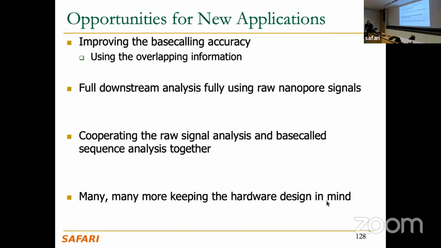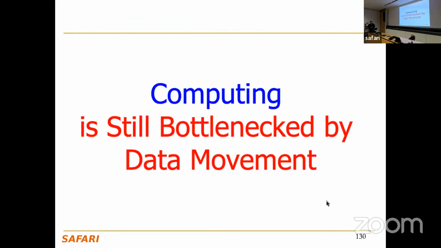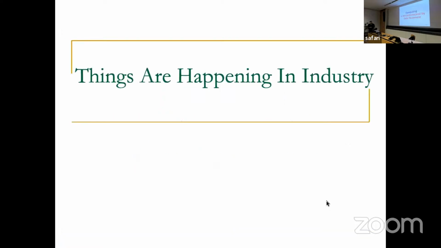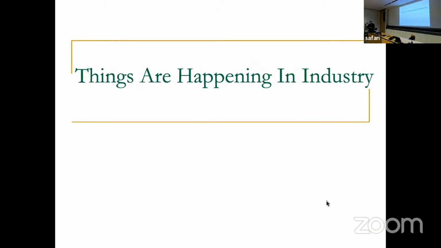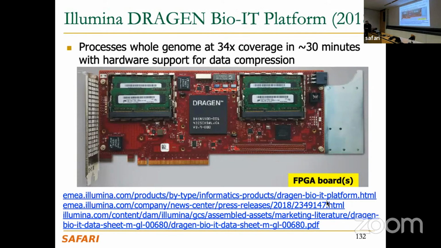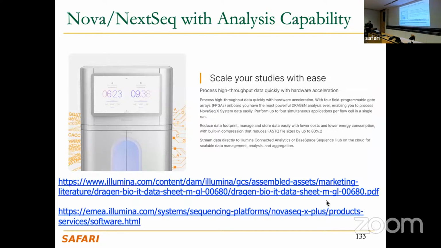So we believe that there are many new applications and new use cases based on these new technologies and new architectures. And of course, the industry is catching up. They are also looking at these architectures. For example, this is the Dragen FPGA that is now integrated in the Illumina sequencers. So when you buy the sequencer, it will contain an FPGA that accelerates some of the steps that we do in the genome analysis.